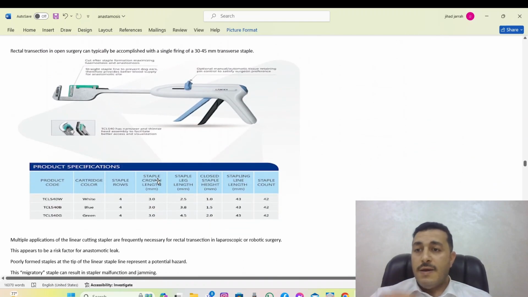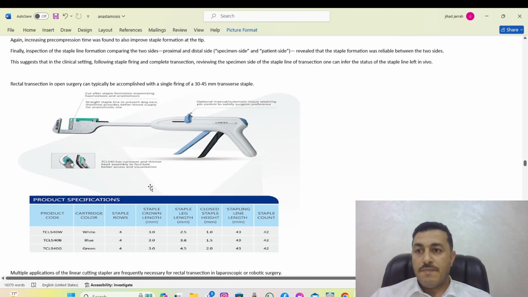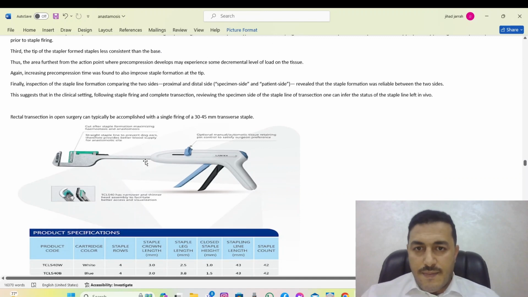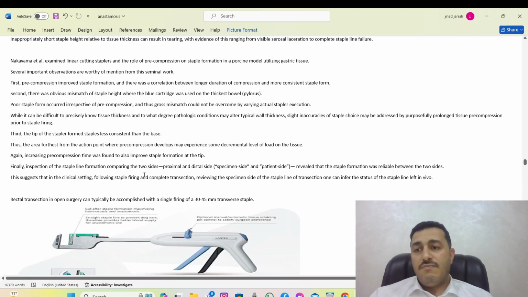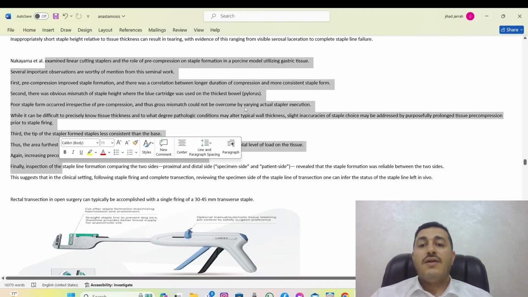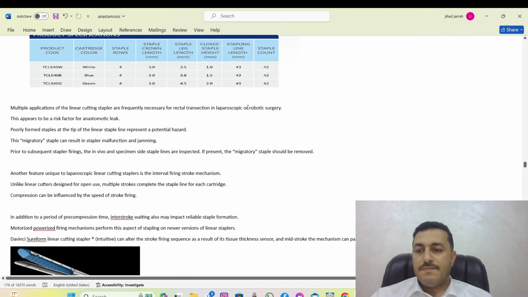What else can we cover? This is the linear cutter stapler. You can see that we have different sizes here. It's usually used, as we said, for rectal transection in open surgery. I'm trying to pick any missed information I didn't mention. Here they just discuss how important the compression is.